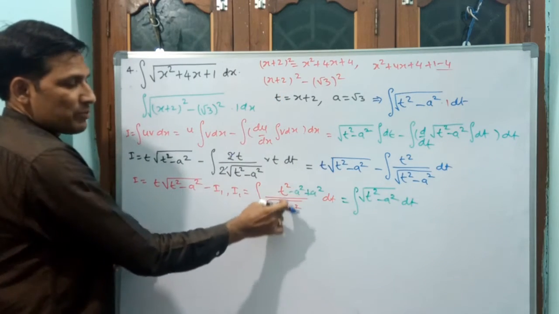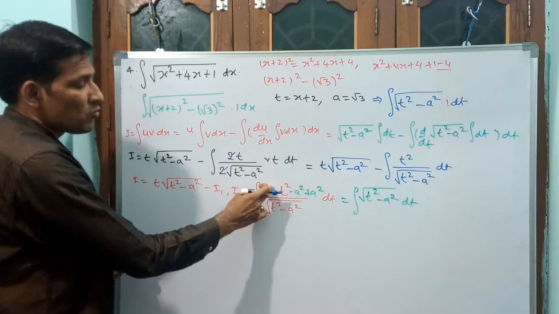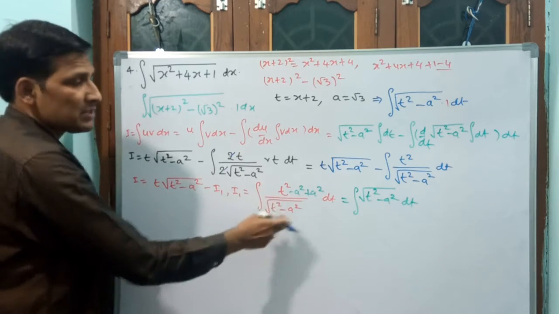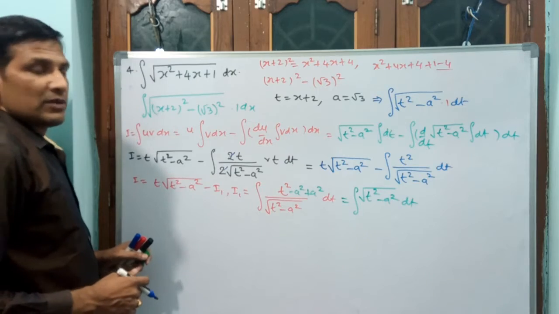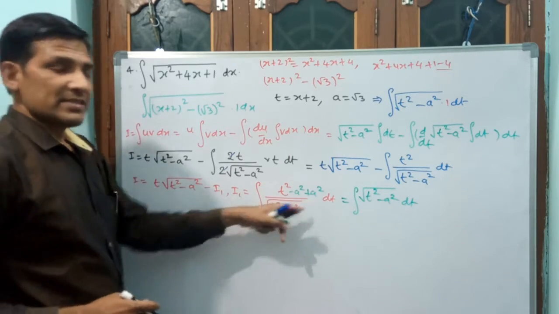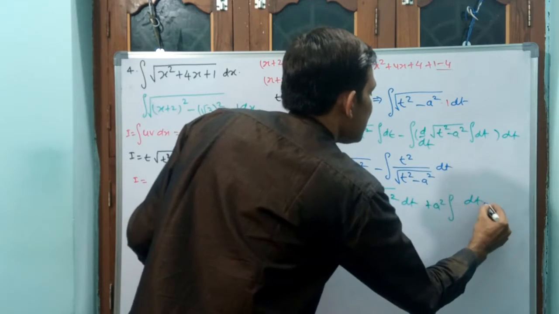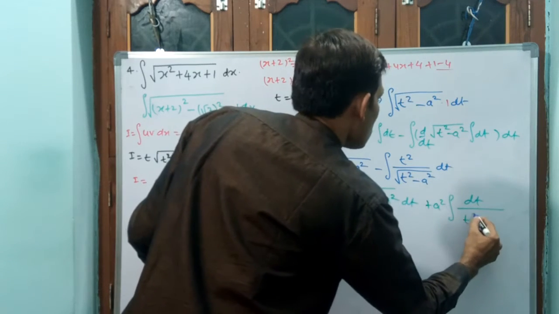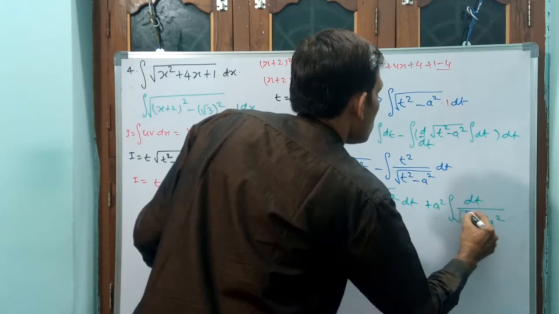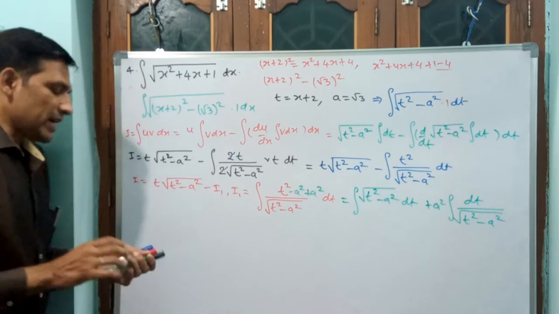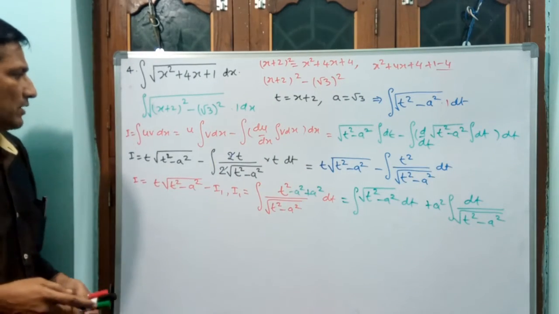Okay, this portion is going to become, why? Because numerator without root, denominator with root, same thing means numerator with root is going to come. Okay, plus a square is there. Write down. Plus a square integral dt by square root of t square minus a square. Is it okay? Okay, definitely okay.